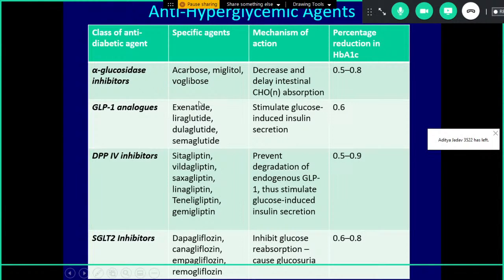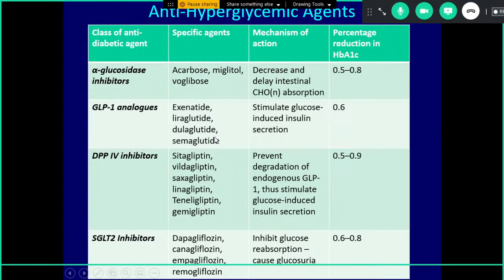GLP-1 analogs, these are injectable. As I said, semaglutide is a new one which is now also available as an oral preparation, but otherwise exenatide, liraglutide are daily, dulaglutide is weekly. There is an injectable semaglutide which is weekly, and then there's an oral semaglutide which is daily.